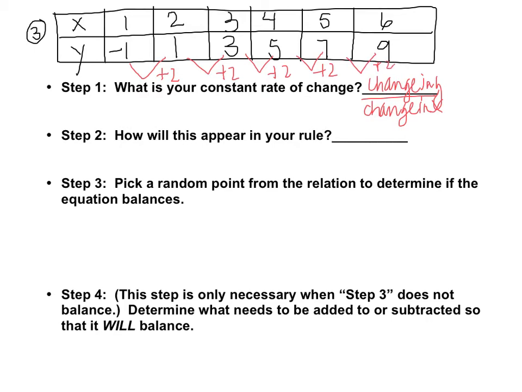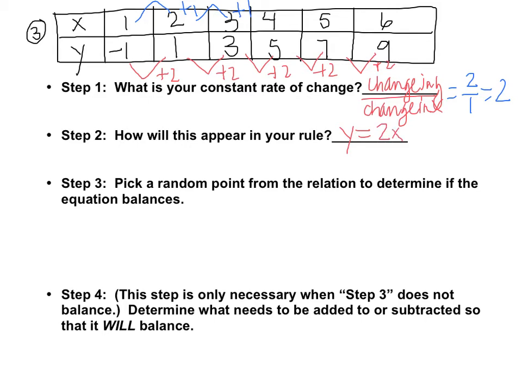Okay, the x values from 1 to 2 was adding 1. From 2 to 3, adding 1. And so on and so forth. So you can see that the change in the y is 2 and the change in x is 1. Therefore, my rate of change is 2. Step 2, how will this appear in your rule? Well, remember, the rate of change will always be the coefficient of x. So it appears that my rule might be y equals 2x.